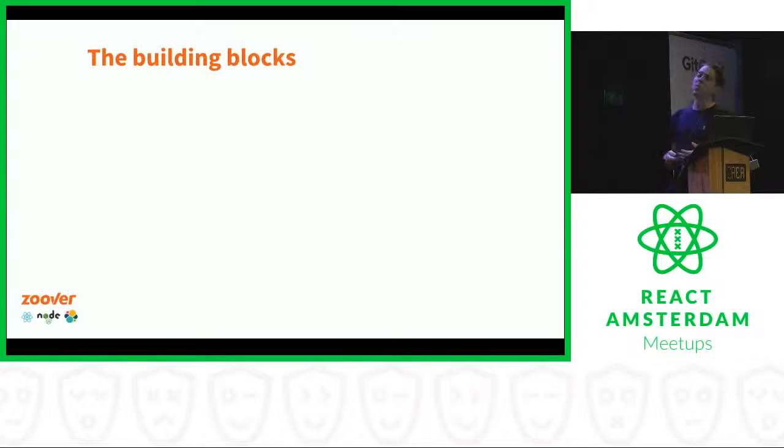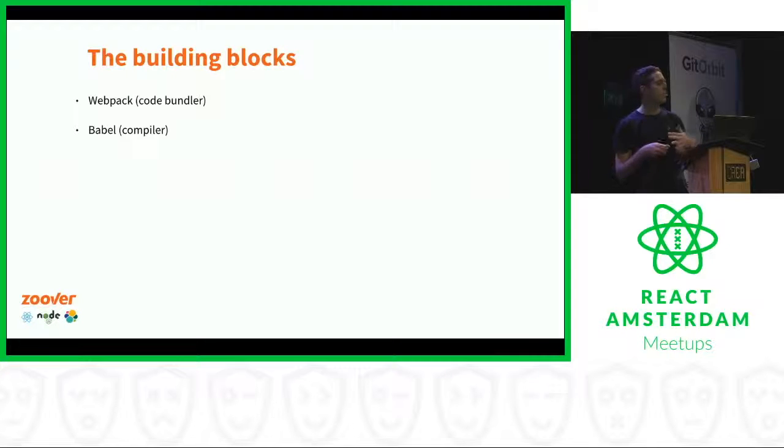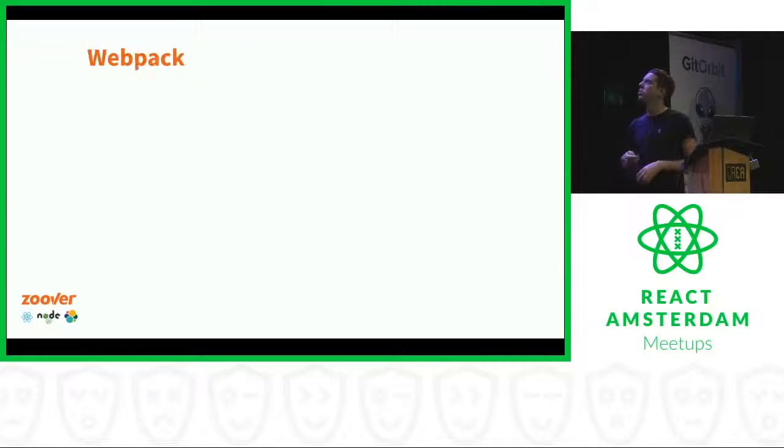As far as the building blocks for getting hot reloading to work in React, one of them is Webpack, which is a code bundler that probably most of us use and definitely most of us complain about. Then we have Babel, which is a JavaScript compiler. It's mostly used for compiling newer features of JavaScript into a subset of JavaScript that is supported by older browsers. And we also have React Hot Loader, which is the library itself, of course.